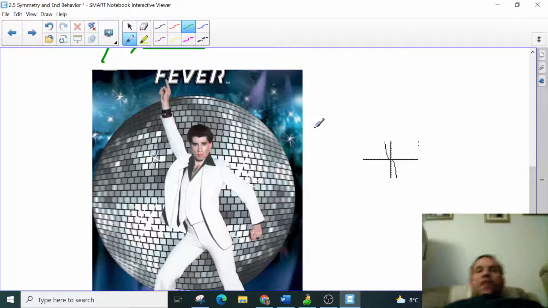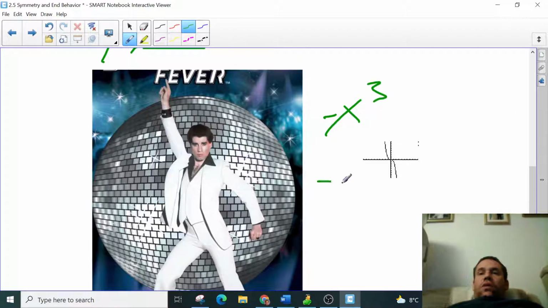Okay, let's try those two on your own. Is this negative x cubed? Or maybe negative x to the fifth power? Start off high, finish low.